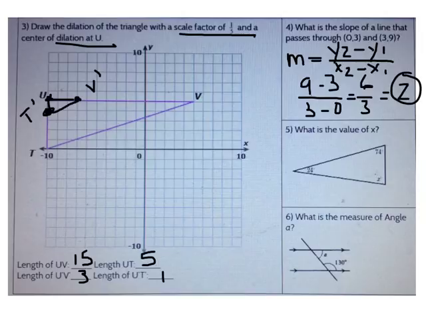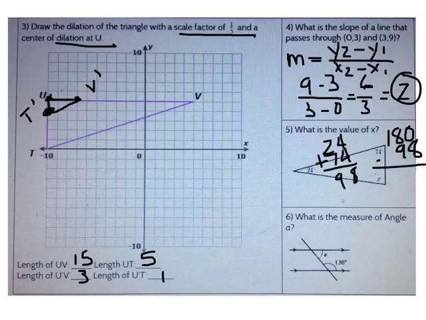Now let's look at the triangle in number 5. What's the value of x? The value of x can be found because the angles in a triangle add up to 180 degrees. So first I need to add 24 plus 74. Then I can subtract from 180. What's 24 plus 74? It's 98. What's 180 minus 98? It's 82. X is 82 degrees.